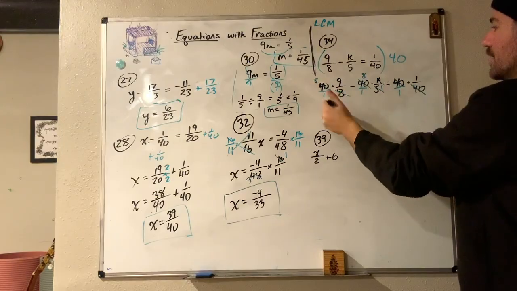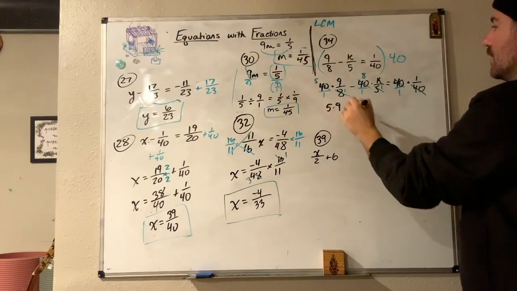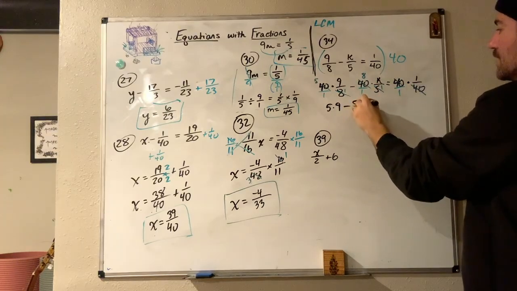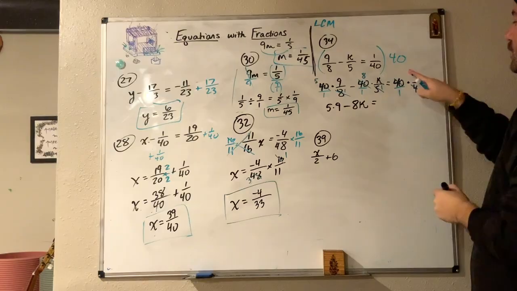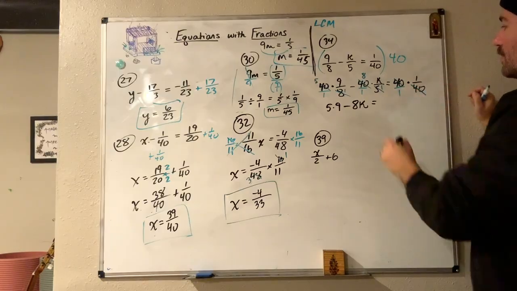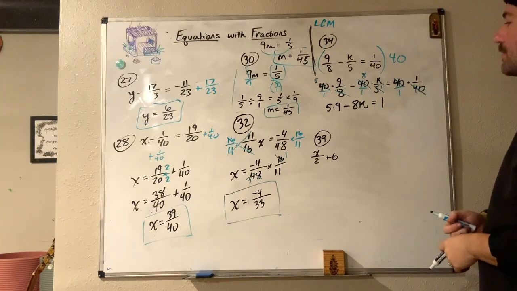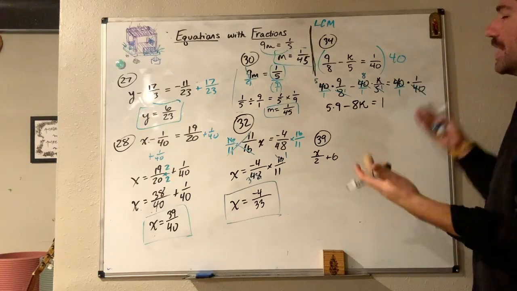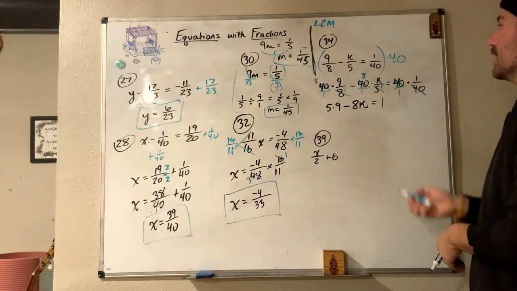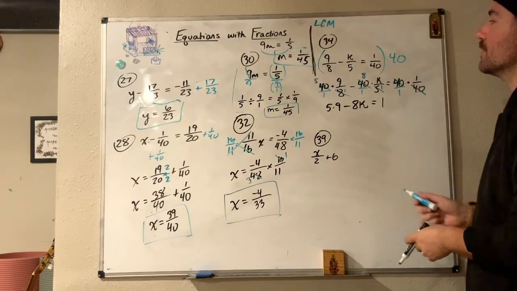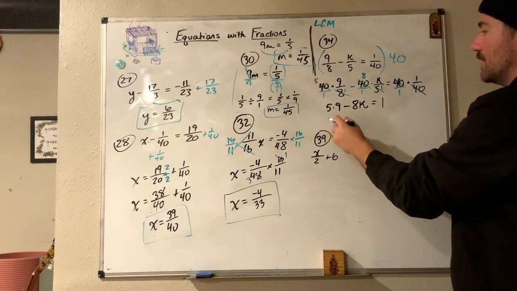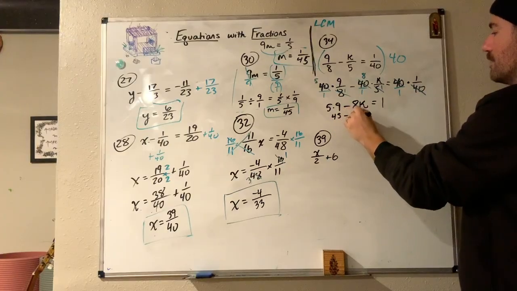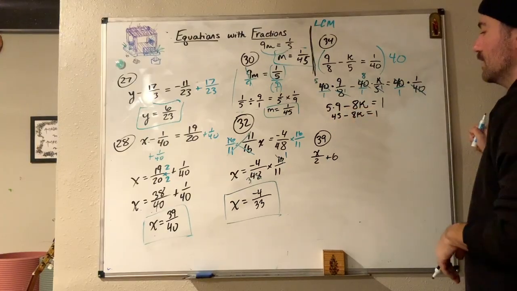5 over 1 times 9 over 1, that's just 5 times 9, minus 8 over 1 times k over 5, or 8 times k, equals 1 over 1 times 1 over 1. This just canceled out to be a positive 1. So we multiplied by the least common multiple to cancel all of the fractions. It can be a little bit tricky to find the right number that will do that, but once you do, it cleans everything up quite nicely. 9 times 5 is 45, so 45 minus 8k equals 1.